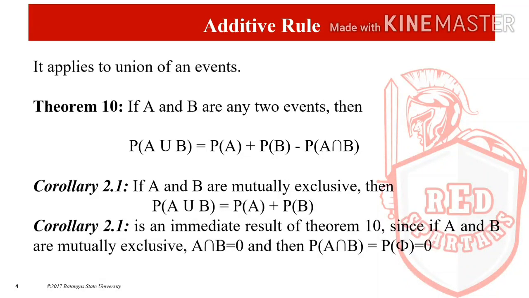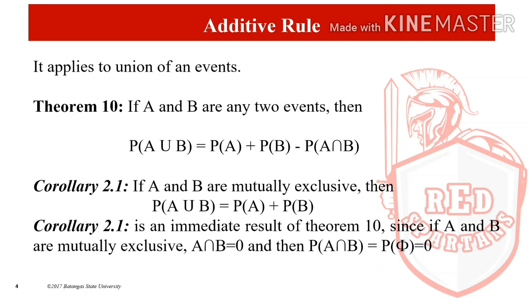For the continuation of basic concepts of probability, let us proceed to discuss the additive rule. When we say additive rule, it means addition lang ang gagamitin natin. It applies to the union of events. Sa union lang ginagamit ang additive rule. Kapag intersection, hindi siya kasali. Puro union lang ang i-a-apply natin.